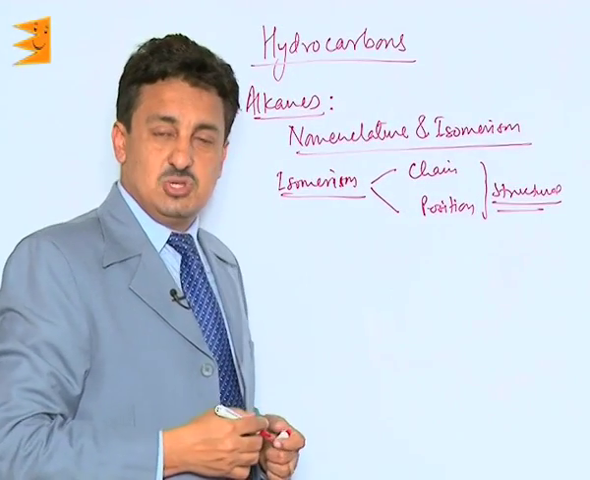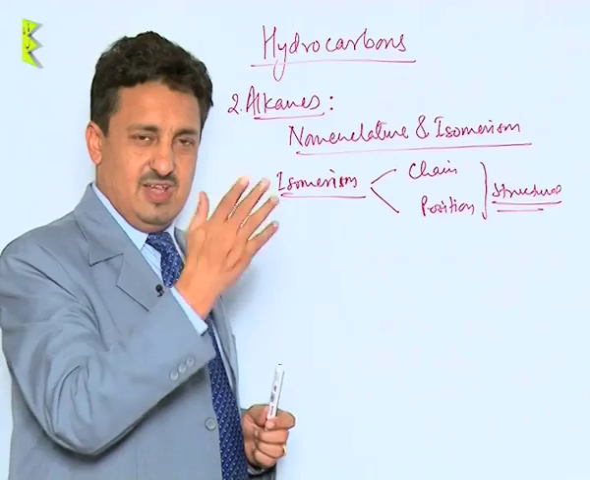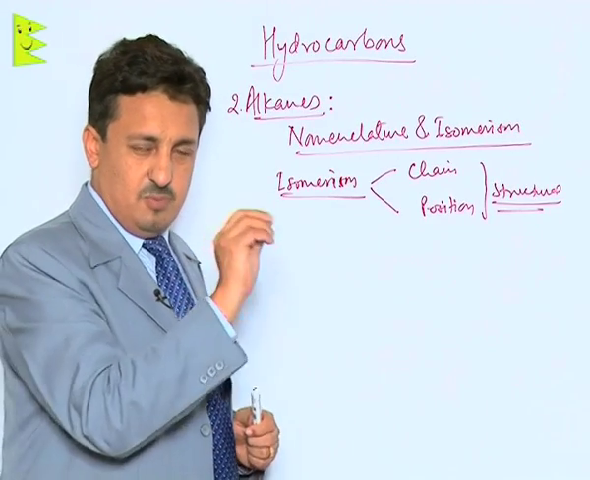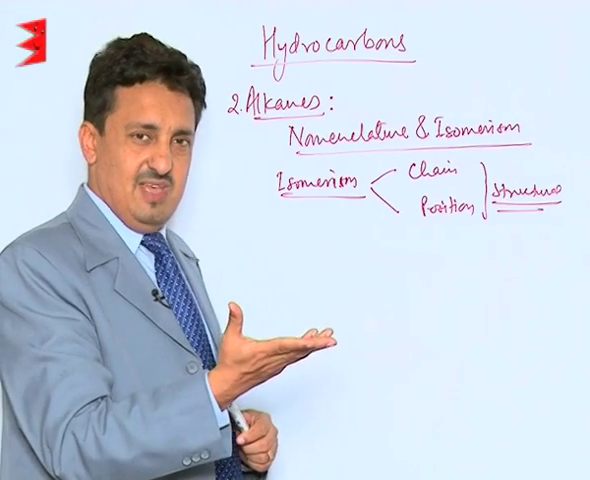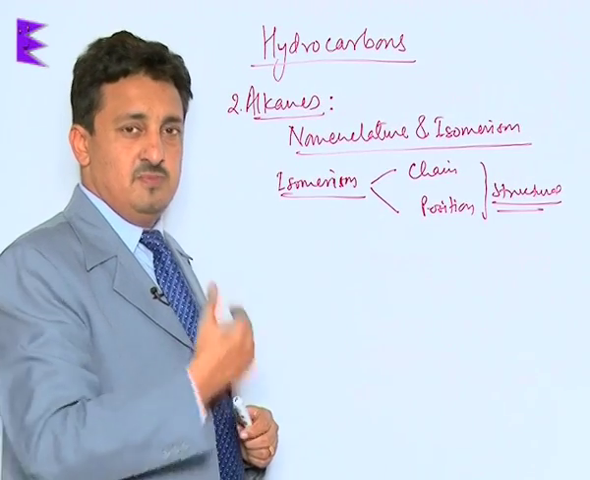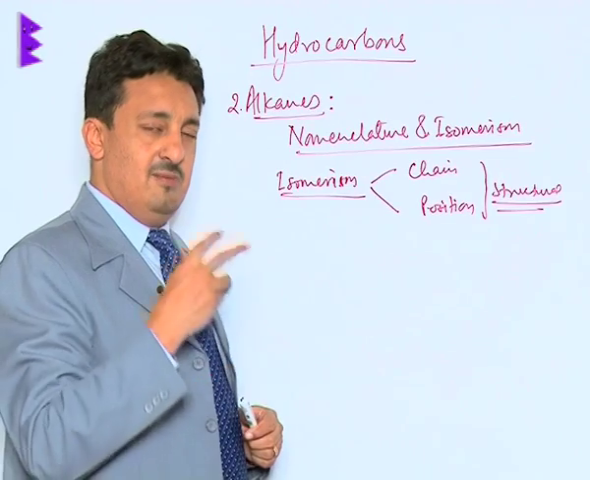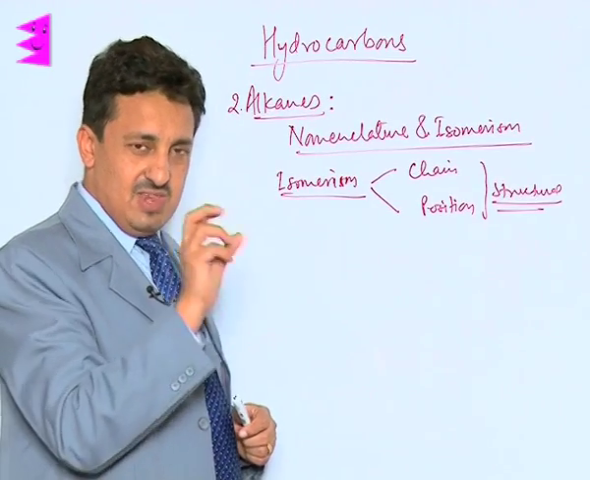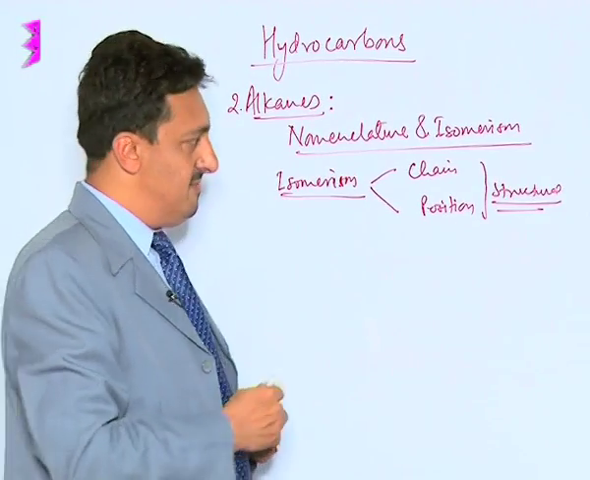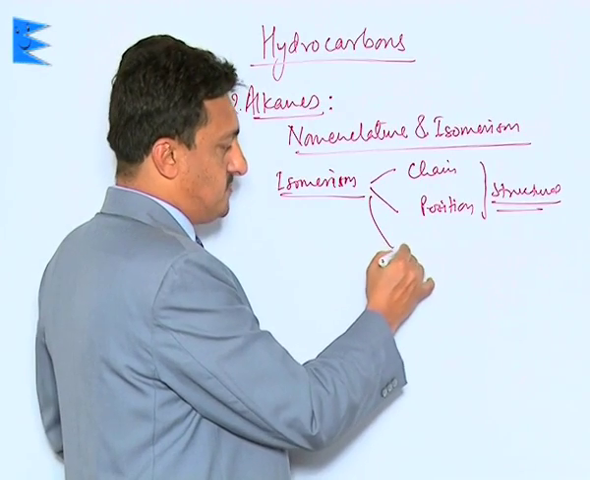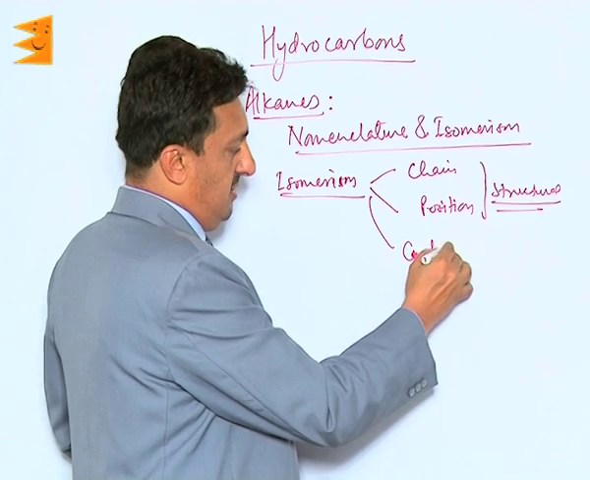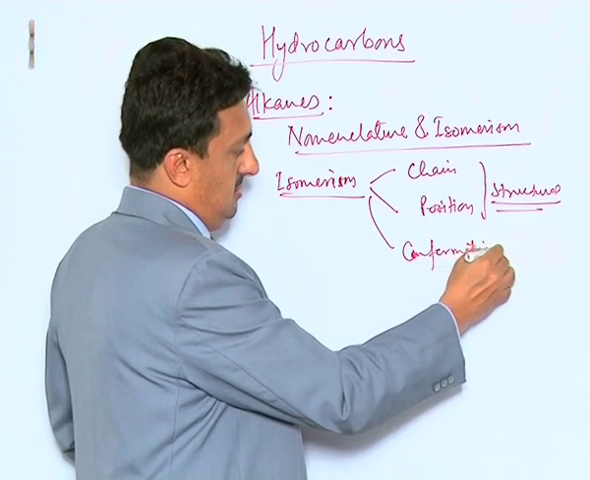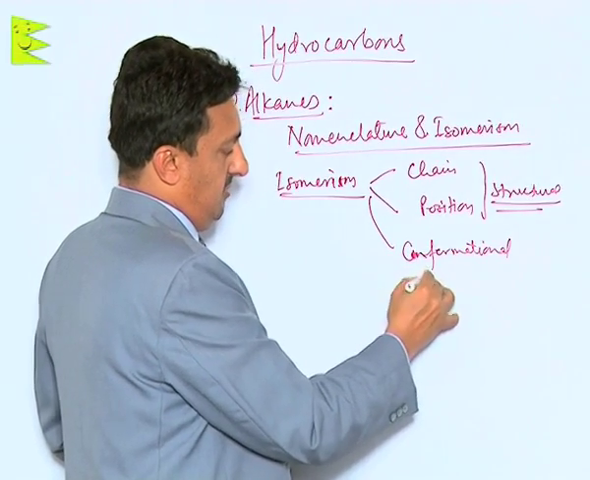Though some alkanes also show, if they are having all four different groups attached to a particular carbon atom, another special type of isomerism, which is also called optical isomerism. And there's one more type of isomerism which is very exclusive to these alkanes, and which is called conformational isomerism.